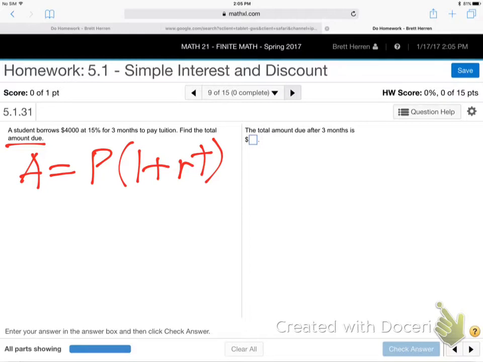So how about the 4,000? Is the 4,000 an A or a P? Is it the amount or the principal? It's the principal. They borrowed the 4,000. They're going to pay back something even more than 4,000 at the end. They used the bank's $4,000, like I'm using the bank's money to buy a house and I'm paying them back. That's what we do with borrowing. So $4,000 is the P.